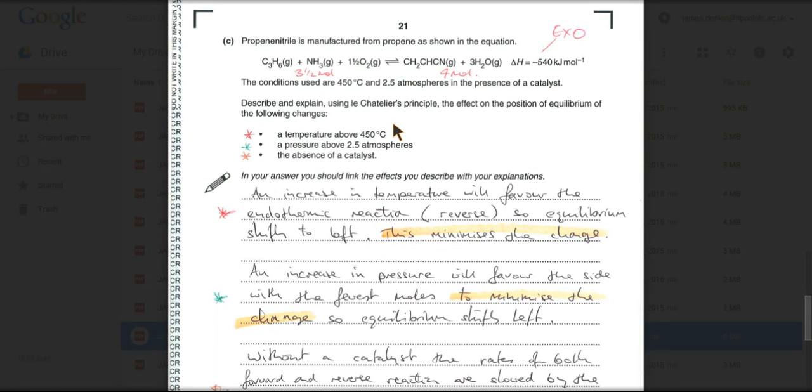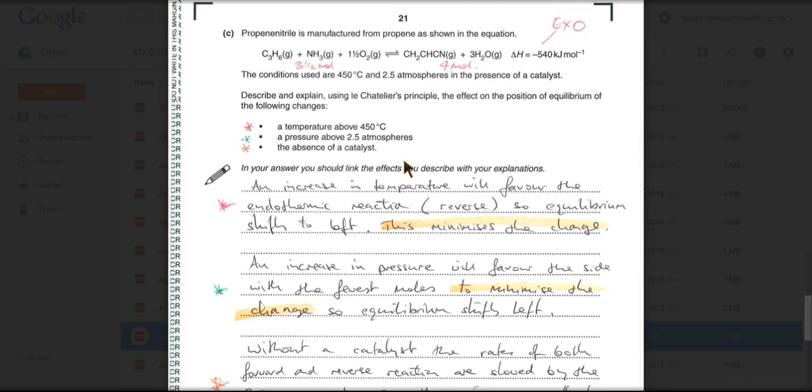Describe and explain, using Le Chatelier's principle, the effect on the position of the equilibrium. So is it going to move more forwards or more in reverse if you did the following changes? So temperature above 450. So if we raise the temperature, that's going to favour the endothermic direction, which is the reverse direction, and so this equilibrium will shift to the left. And Le Chatelier's principle says that it's trying to minimise the change, so I would get that in if you can.